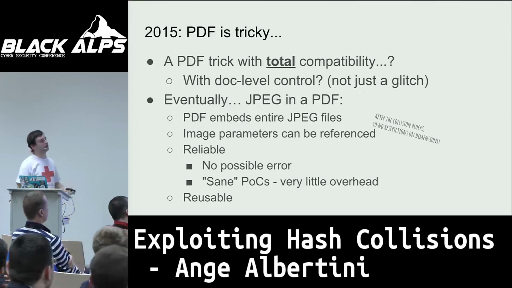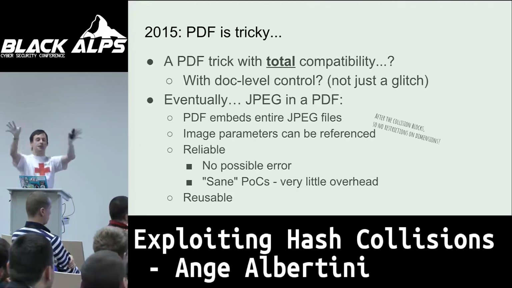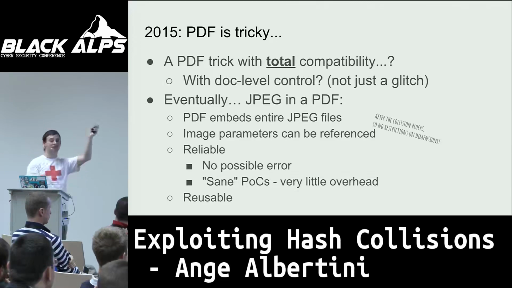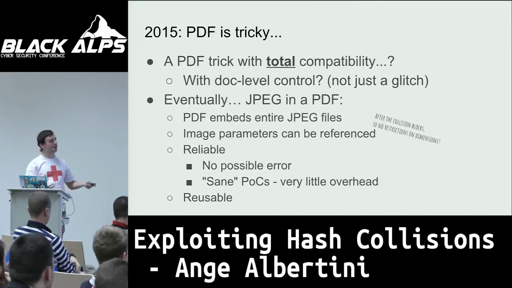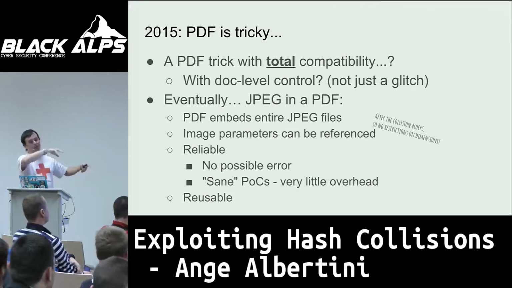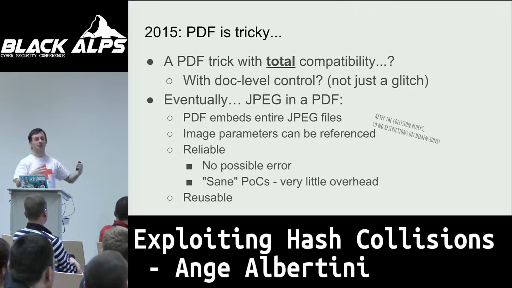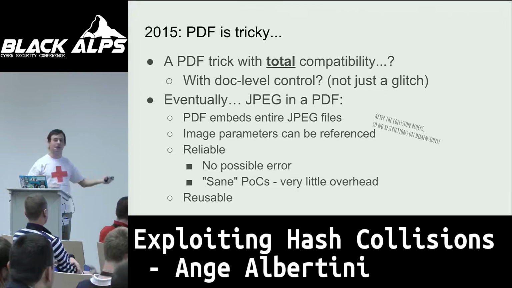With a PDF trick with total compatibility, we would really like to have completely different documents. It's not just a glitch, like, oh, look, this pixel is green or this pixel is red. We wanted something better. So eventually, I became convinced that JPEG in PDF would work, because the PDF embeds entire JPEG files, and the parameters of the JPEG can be referenced further. So if we change the JPEG, the dimensions and the color space, whether it is grayscale or anything, can be changed after the computation.